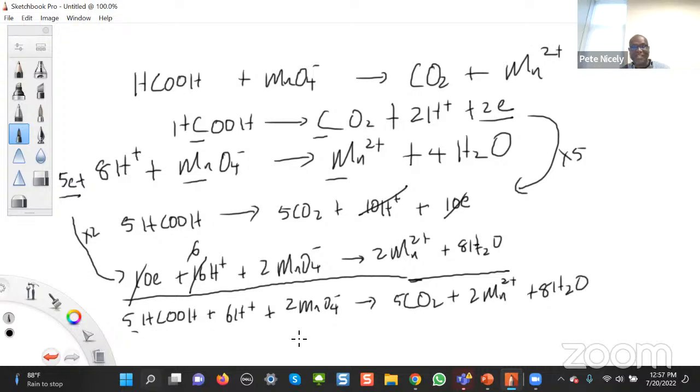And then as far as the charges are concerned, we have plus 6 minus 2, which will be equal to plus 4. And that balances with the 2 times plus 2, plus 4. So the charges are balanced. And the question says that this is an acidic solution. So this is where we stop, right? Acidic solution. All right? So that's basically how that is done.